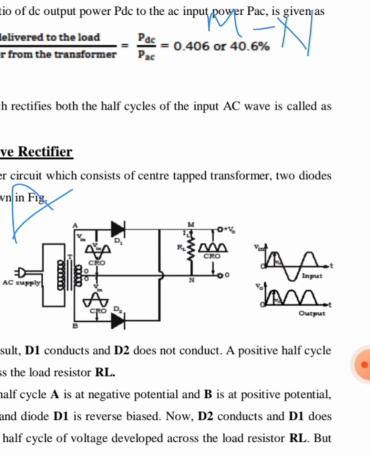Now let us see what happens when the negative half cycle is appearing at the input side. When the negative half cycle comes, the terminal B will become positive whereas the terminal A will be negative. Negative means that here in this case D1 will be reverse biased whereas D2 will be forward biased.